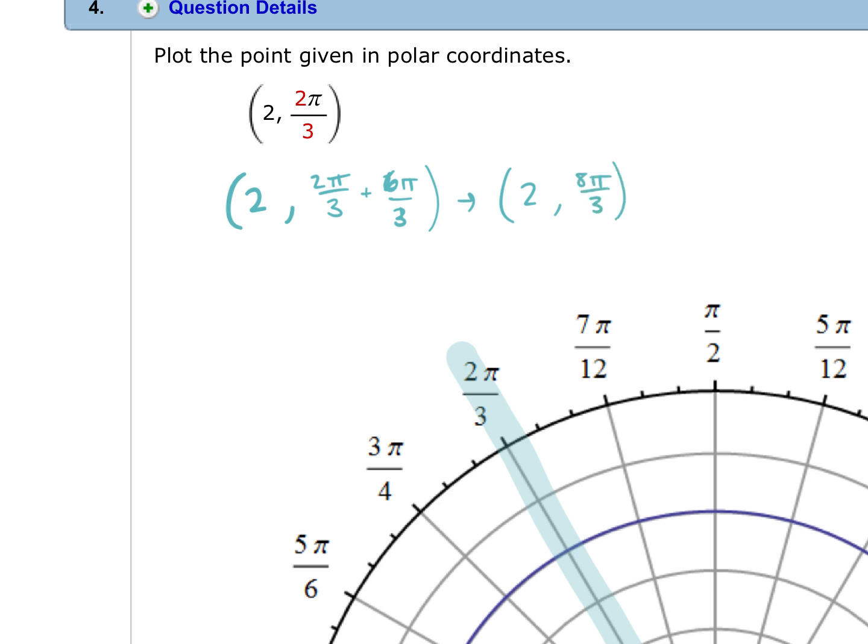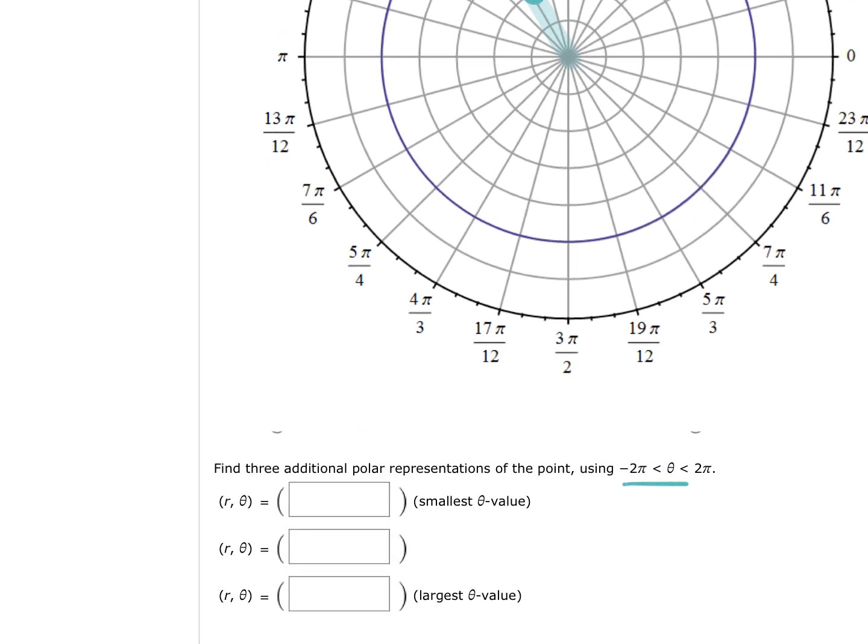Is 8 pi over 3 in between negative 2 pi and positive 2 pi? How many times does 3 go into 8? 2 with 2 left over. So it's more than 2 pi. So this is not in the interval that it gave us here. It's not in between negative 2 pi and positive 2 pi.